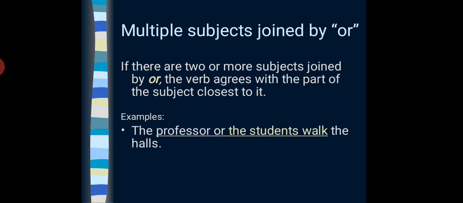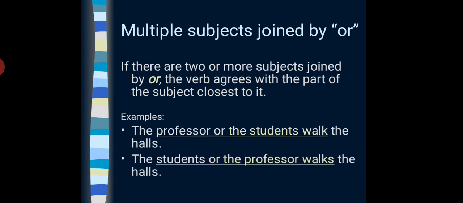The professor or the students walk the halls. Now here we see the professor is the first subject, the students the second subject, and the verb came after which one? After students. Students is plural, so the verb should be plural. The professor or the students walk the halls. The students or the professor walks the halls, because this time we see that the professor is singular, so the verb is also singular. All right, now let us move to the next example or rule.